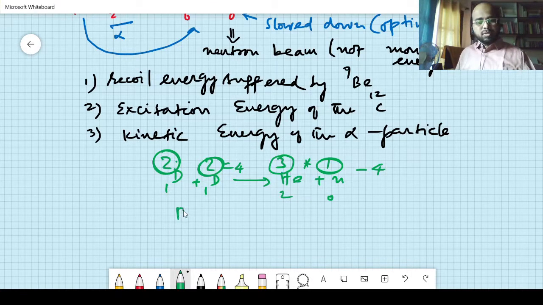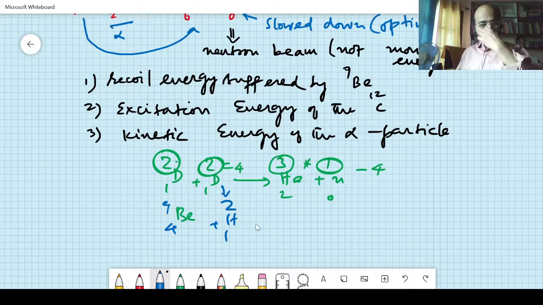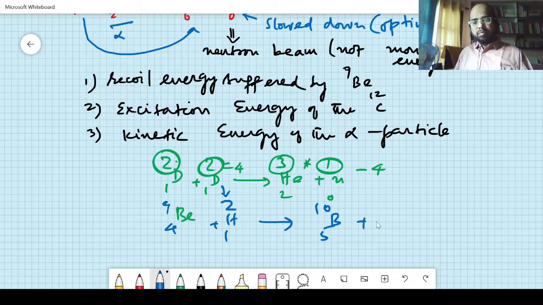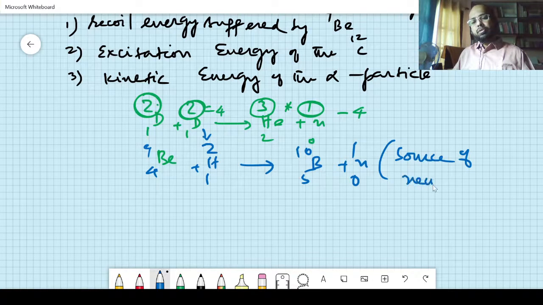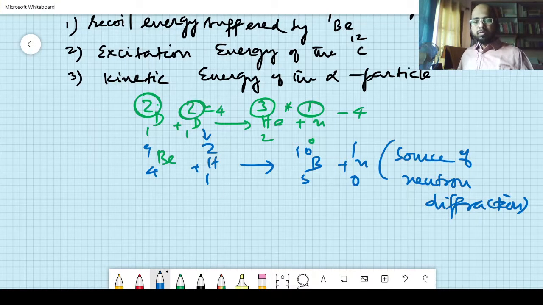And also you can use Be 9, 4 and bombard it with the deuterium. So these two are the same. Bombard it with deuterium and you can get boron 10, 5 plus n 1, 0. So you can see that 10 and 11 are balanced there. And this is the source of neutron diffraction. This is the source of the neutron diffraction.